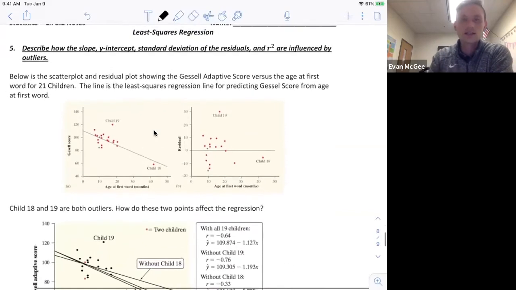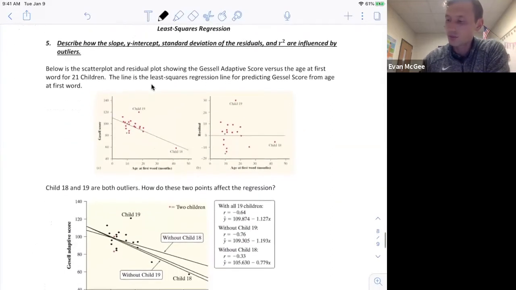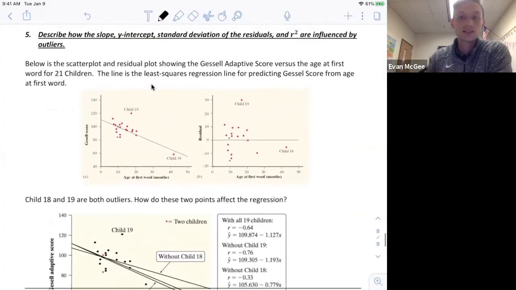So finally, let's look at how the slope, y-intercept, and standard deviation of residuals are influenced by outliers. We've already talked a little bit about this from 3.1, but I just want to hit some highlights here and add in really one important thing. Here is a scatter plot showing Gesell adaptive scores versus the age at first word for 21 children. So they predict their score based on when they spoke first. You can see there's a negative relationship, and they've shown the residual plot here, which appears to be relatively evenly scattered with no obvious pattern.